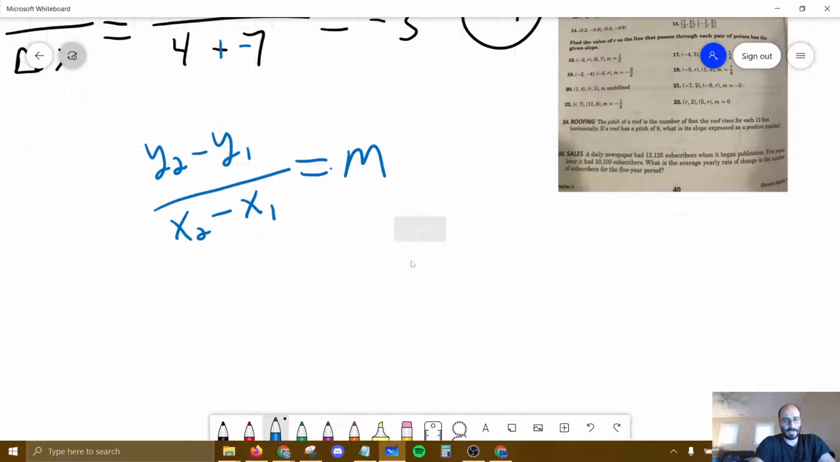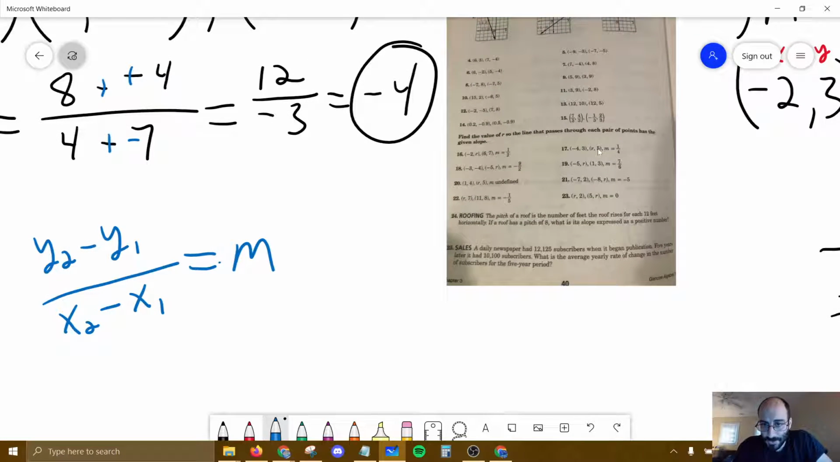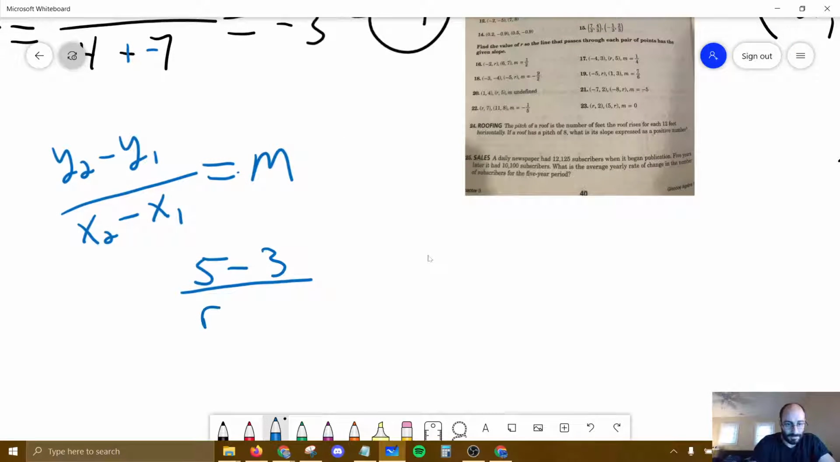Okay. Now, for this one, we know what y2 and y1 are. So y2 for number 17 is going to be 5. So we're going to do 5 minus 3. And then the x, we don't know what x2 is. It's r. And then x1 is negative 4. r minus negative 4. Okay, so I'm just taking these points and using the slope formula. 5 minus 3 over r minus negative 4 equals the slope, which is 1/4.